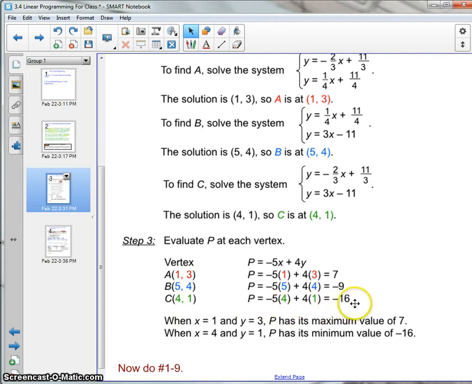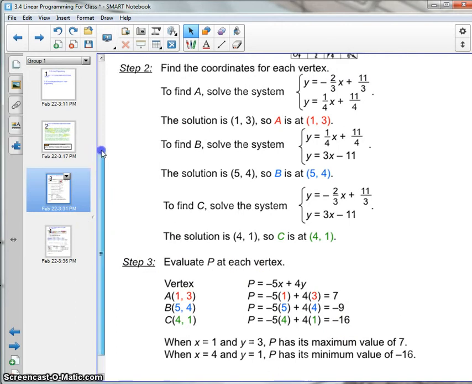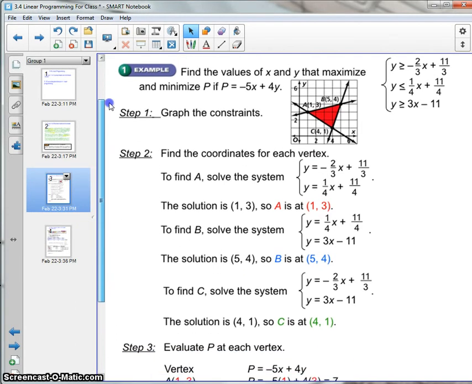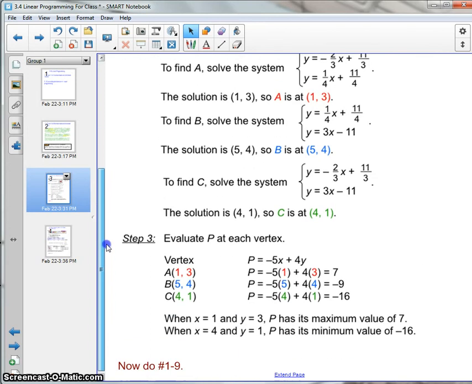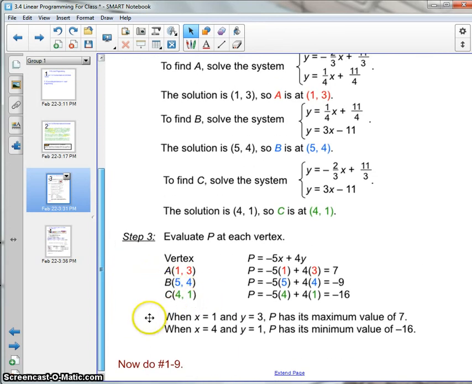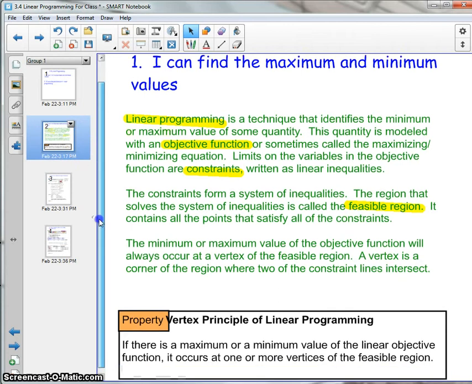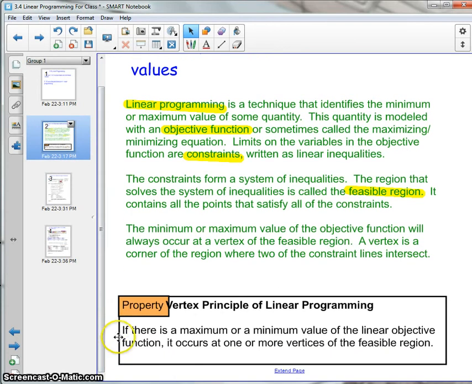So just to review our steps here, we first graphed our constraints, then we found our different vertices. In this case there were 3, sometimes there'll be more, and then we plugged in those points. Now we were told in our last slide that according to this property, if there's going to be a maximum or minimum value of a linear objective function, it's going to occur at one or more of the vertices in the feasible region.